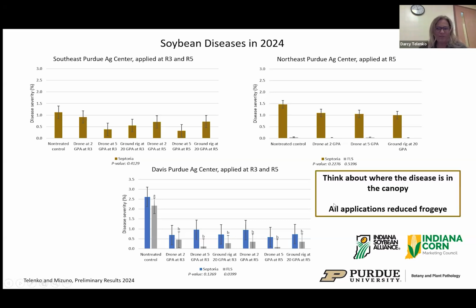So again, that's important: think where the disease is and where we've got to reach it. If we're looking at frog eye, I really want to cover the top of the canopy. White mold would be another question, and we have colleagues that are probably working on that, because generally we want coverage underneath that canopy to slow down white mold. So the question of using drones for white mold may be a different answer versus frog eye. But again, no difference in those applications for reducing frog eye at that one location where we had disease.